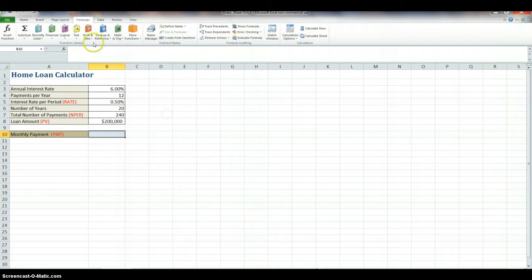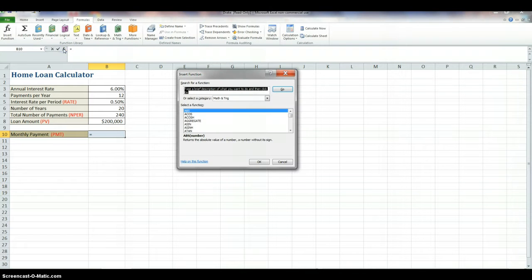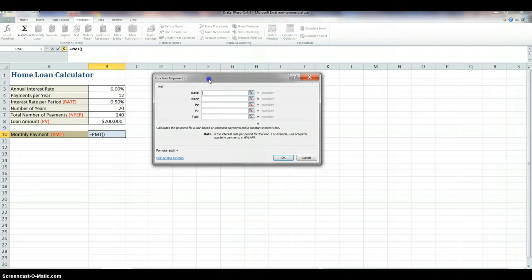Anyway, we want to go search for it, and I want to show you how we search for it. I go up here to the FX box, the insert function box, and I get this dialog box. It says type in a brief description of what you want to do, then click Go. I'm just going to type in payment and see what Excel gives me. It gives me this PMT. Well, that's what the book says to use, but let's read. It says calculate the payment for a loan based on constant payments and a constant interest rate. That's what we want. So I'm going to double click on this, and a dialog box opens up.